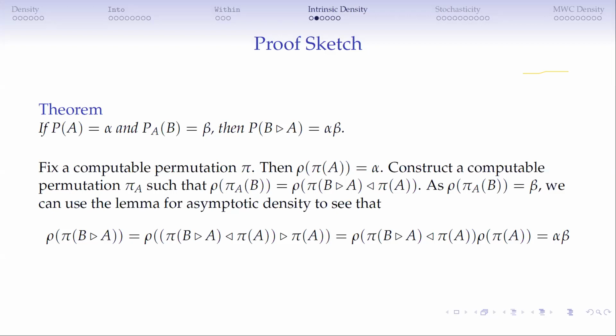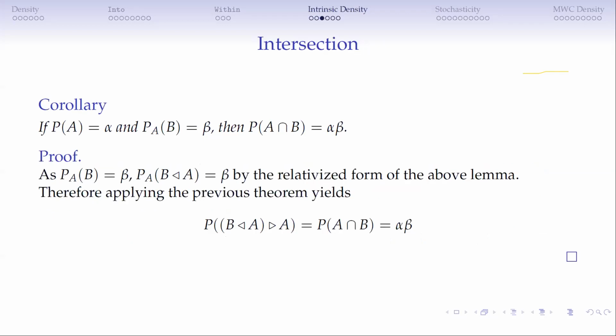Okay, so let's see some applications of this theorem now. As a corollary, if you have the same requirements on A and B, then their intersection has intrinsic density alpha beta. What's the proof? Well, we just apply our lemma, or our theorem about into and our theorem about within.